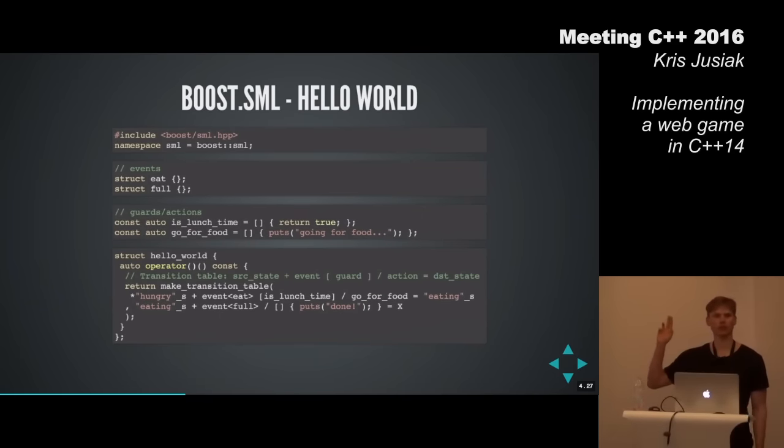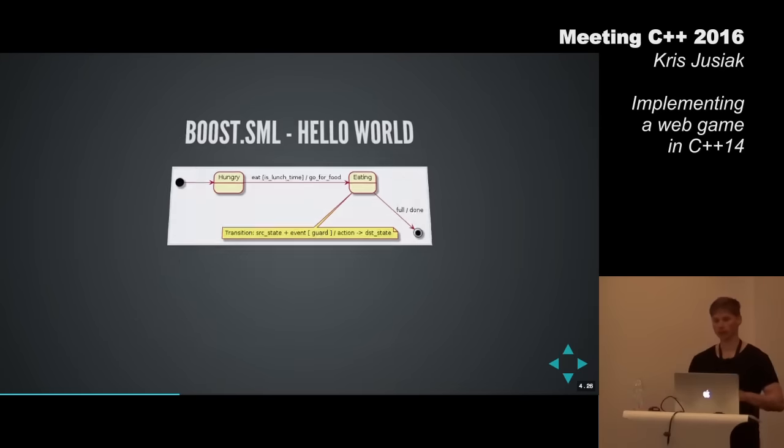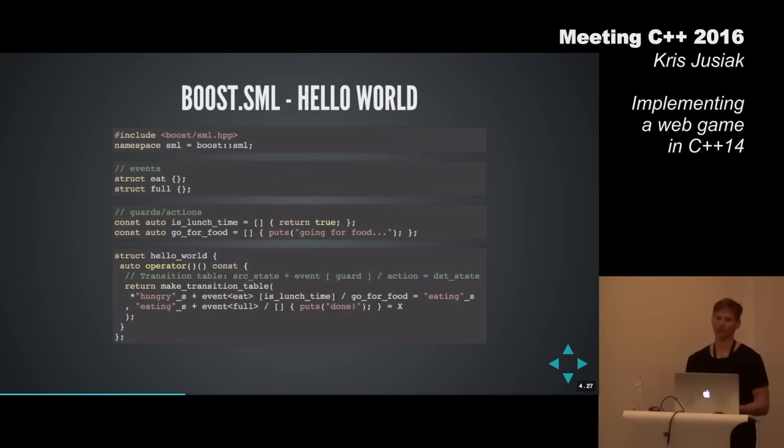Has anyone used Boost MSM or Statechart? Oh, okay, one person. So basically, the idea is that a state machine will implement this hello world diagram using a DSL in C++. So we have lambdas for is lunchtime, go for food. We have events, which are just structs. And after that, we have a transition table. The star is the initial state, plus event, guard is lunchtime, go for food. We go to another state. And that's basically the flow. So it's one-to-one to the diagram. This way we can have a script which will generate the diagram out of this code and vice versa. So it's really handy and useful.